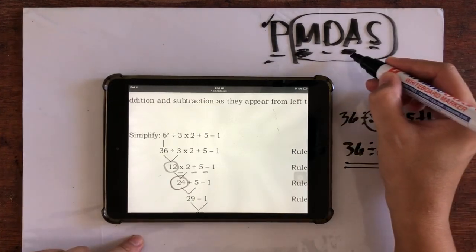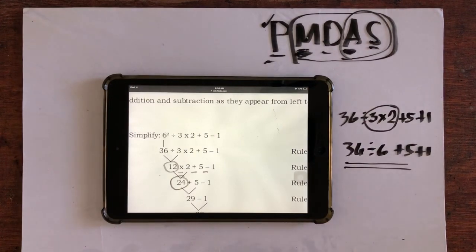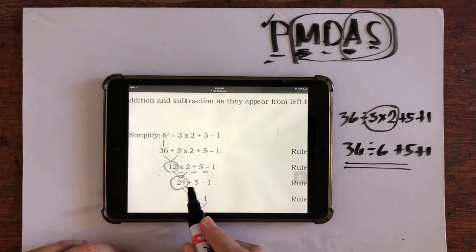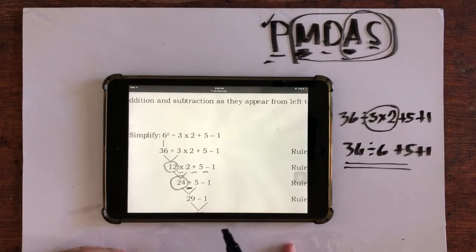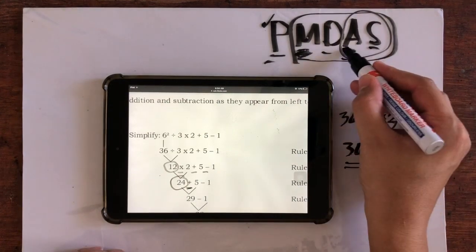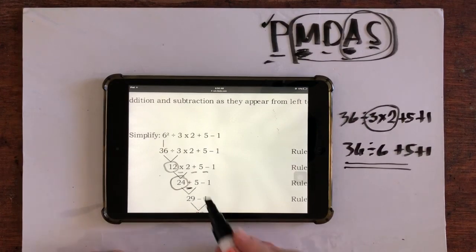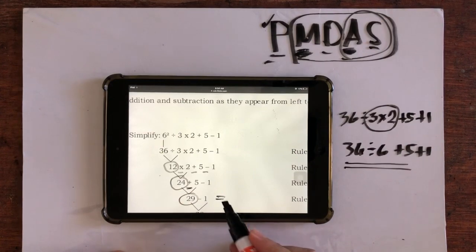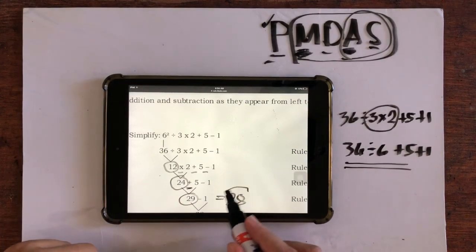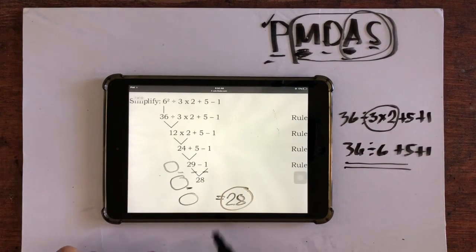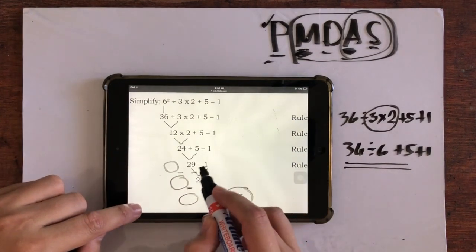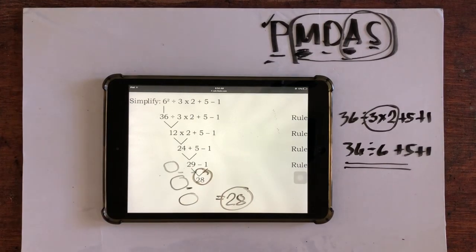Ito yung sinasabi natin na addition and subtraction. Diba? Dito, since nauna ang addition kaysa sa multiplication, uunahin pa rin natin yung addition. So, 24 plus 5 equals 29. And then 29 minus 1 will give us 28. Ayun. Diba? 28 na yung lumabas na sagot.